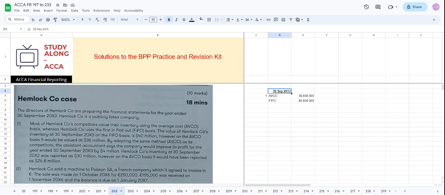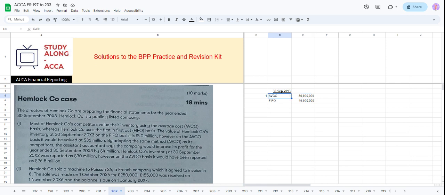Most of the competitors value their inventory using the average cost method. However, this company uses FIFO. At FIFO, their inventory is valued at 40 million. If they value it at average cost method, it will be 36 million. So, by adopting the average cost method, the company can improve its profit for the year ended 30th September 13 by 4 million, which is true.